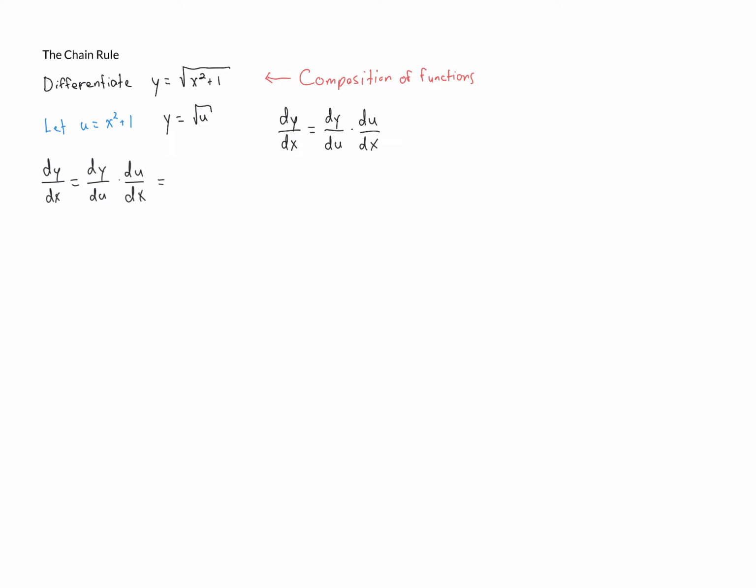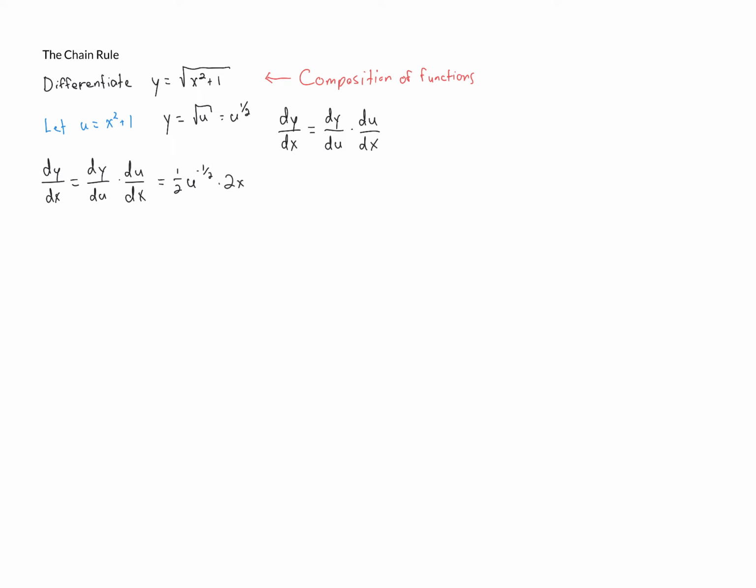Now let's actually put out what these derivatives are. We need the derivative of y with respect to u. Now y is the square root of u, which we know is the same as u to the 1/2 power. And the derivative of u to the 1/2 power is 1/2 u to the negative 1/2, using the power rule. So that is the derivative of y with respect to u. And then we need to multiply by the derivative of u with respect to x. Well, u is x squared plus 1. The derivative of that is just going to be 2x.